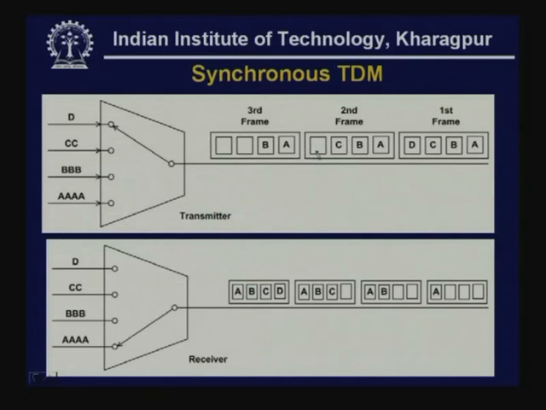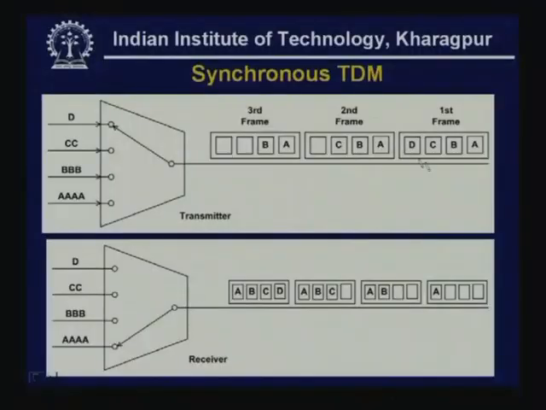So, this remains empty. And so far as the third frame is concerned, as you can see, you have got only 2 data, A and B, coming from source 1 and source 2, and source 3 and source 4 have no data. So, they remain empty. So, we find that in synchronous time division multiplexing, some of the slots may remain empty if the source has no data to send, as it has happened in this particular example.